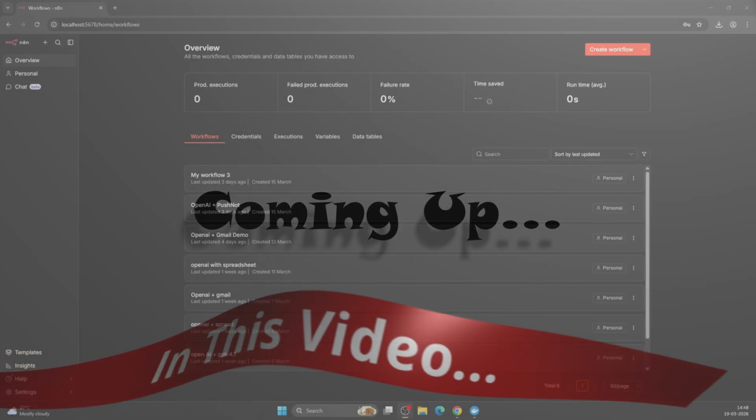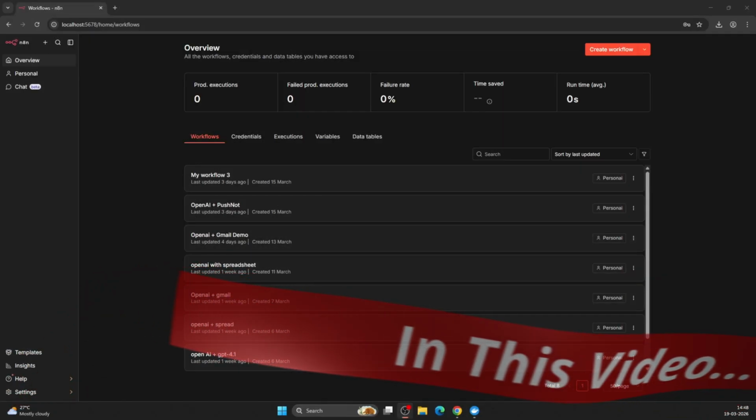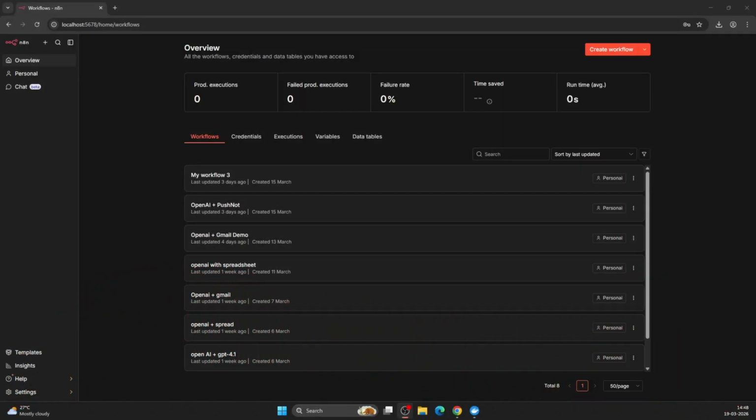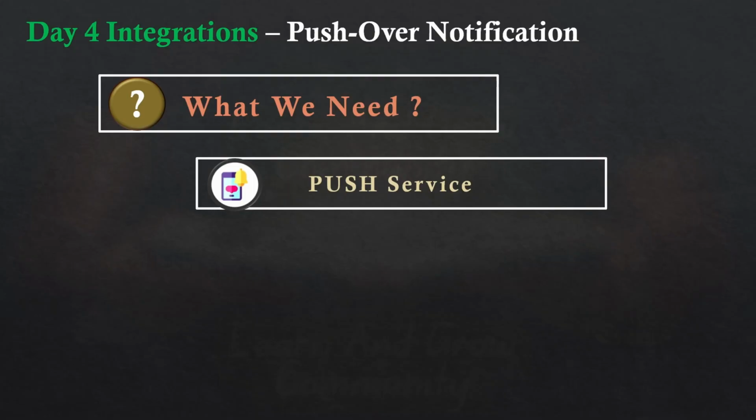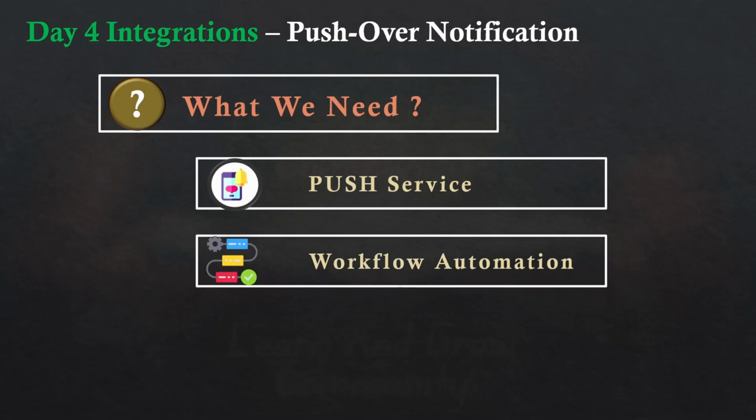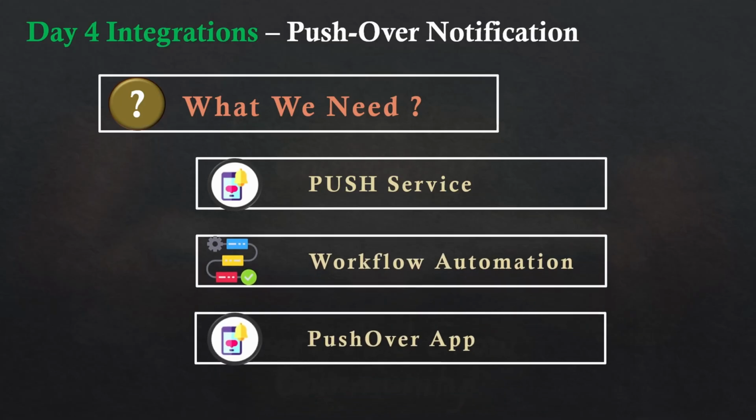Alright, so today is a practical day, and today we are going to integrate push notification from n8n to your mobile phone. So, what do we need? We need a third party tool or a third party service which is able to push notification. We will talk about this. We need a workflow that we will build, and we need an application in our mobile phone so that we can receive the push notification, right? So these are the three things which we need to set up.